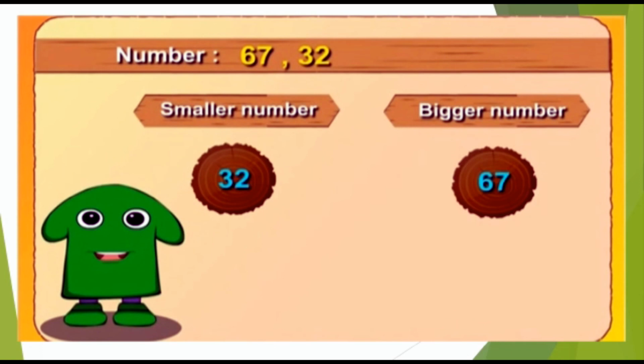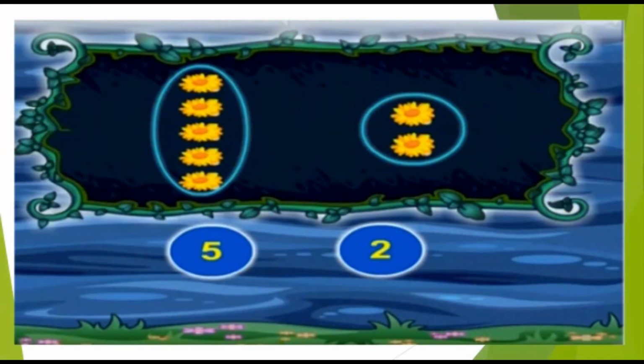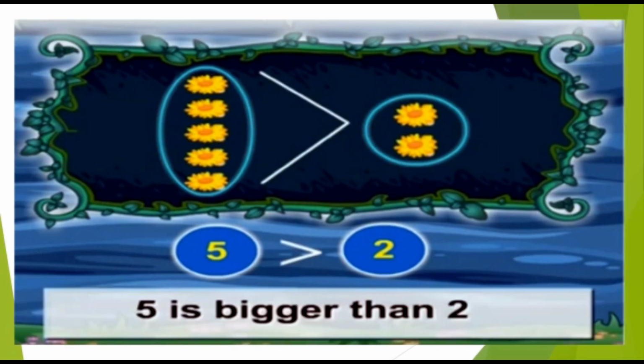Now you already understood the concept of bigger and smaller. We can actually represent that by using symbols. Let's see an example. Now we have numbers 5 and 2. You know that 5 is bigger than 2. So you can write it as 5, symbol of bigger or greater than, 2. And we read it as 5 is bigger than 2.